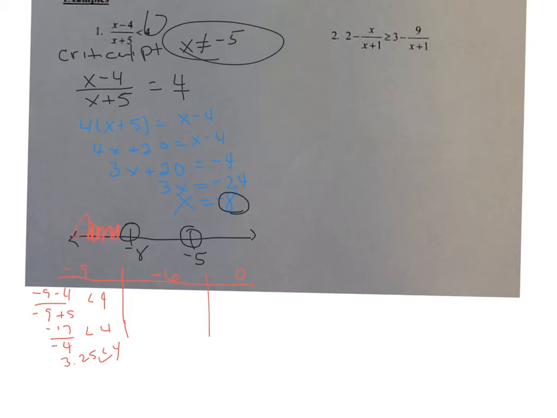Now we're going to try -6. I have (-6 minus 4) over (-6 plus 5). Is that less than 4? -6 minus 4 is -10, and -6 plus 5 is -1. Is that less than 4? This is 10 is less than 4. That's not true, so we don't shade in the middle. Now I'm going to try 0. (0 minus 4) over (0 plus 5). Is that less than 4? -4 over 5 is less than 4. Yes, any negative is less than a positive. So that's true, so I shade to the right.